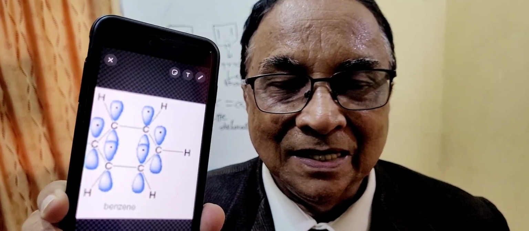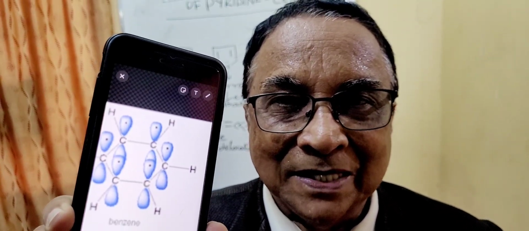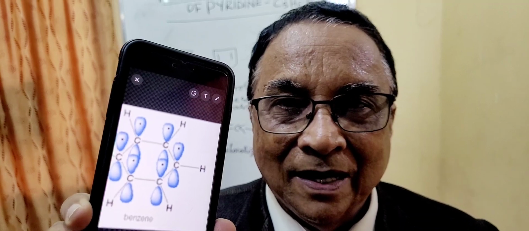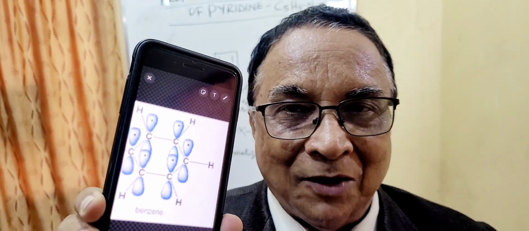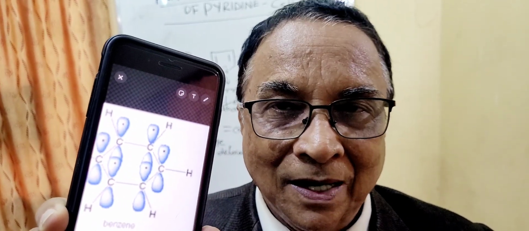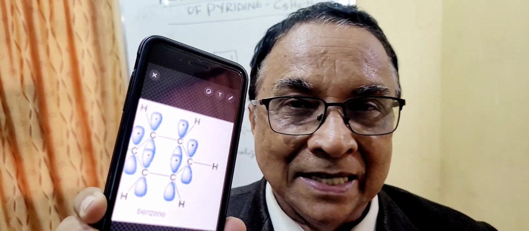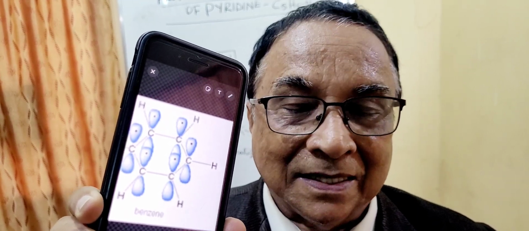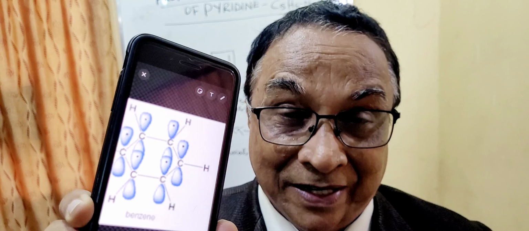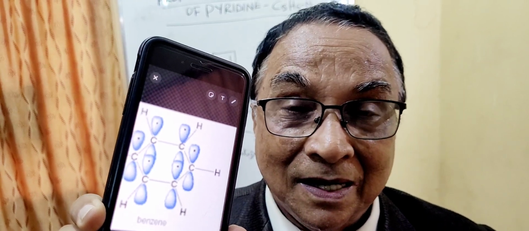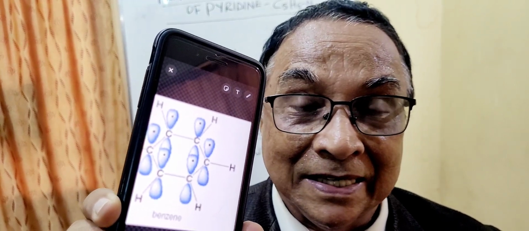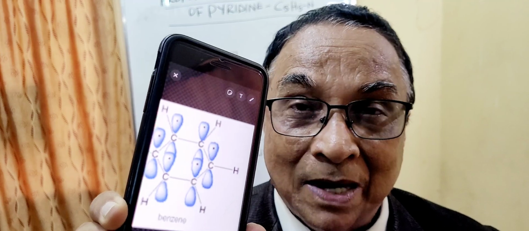And this is the orbital picture of benzene, where carbon does not have any pair of electrons available. That's why benzene does not have basic character, because a freely available pair of electrons is not there in the delocalized system of benzene.